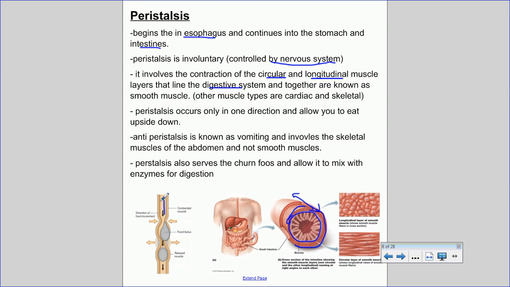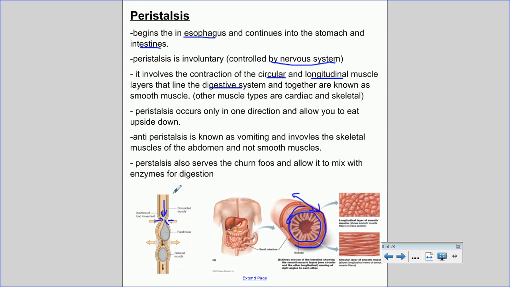So if this is our esophagus here, we have our food bolus moving in this direction down the tube. You'll get contractions behind the food bolus that will squeeze the tube inwards, forcing that food bolus down the tube. And it is a series of contractions that will allow that food bolus to move down the esophagus.